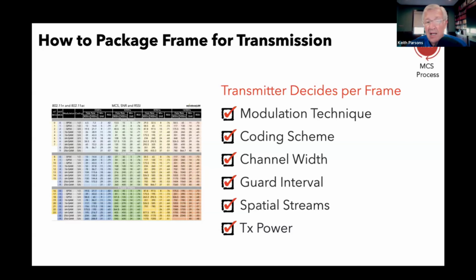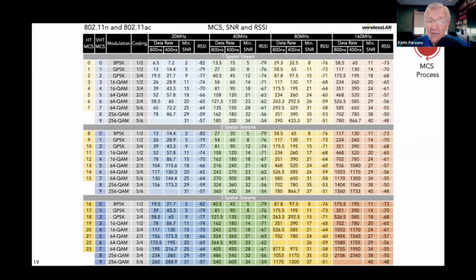And the table looks something like this. A client, if it's going to transmit, before it even starts transmitting, will go through its association process and negotiate with the access point and say, I can do these things on this table. You can do these things on the table.